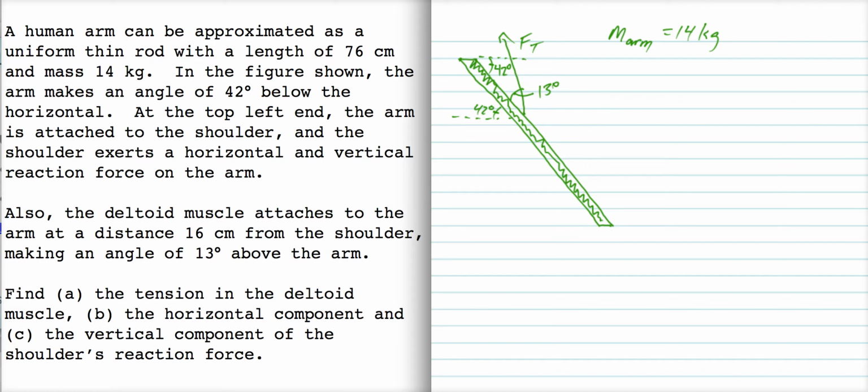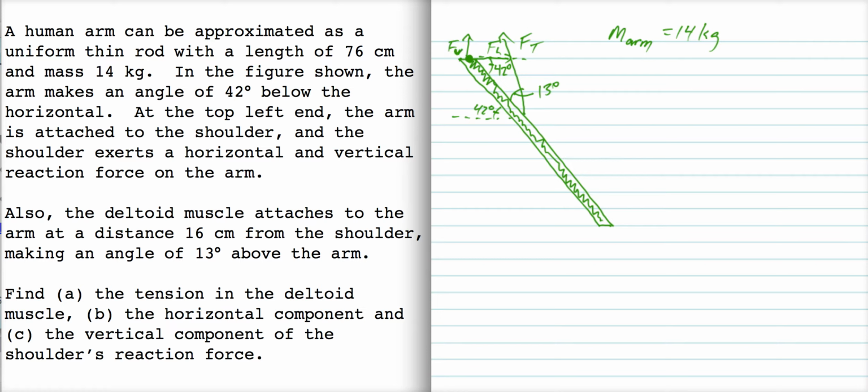Okay, so we're told that the shoulder exerts a horizontal and vertical reaction force. So somewhere up here, there's a horizontal and vertical reaction force. So there's our horizontal reaction force, and I'm going to draw the vertical reaction force pointing up. I actually don't know which way it points. It could point down, but I'm just going to guess for now that it points up.